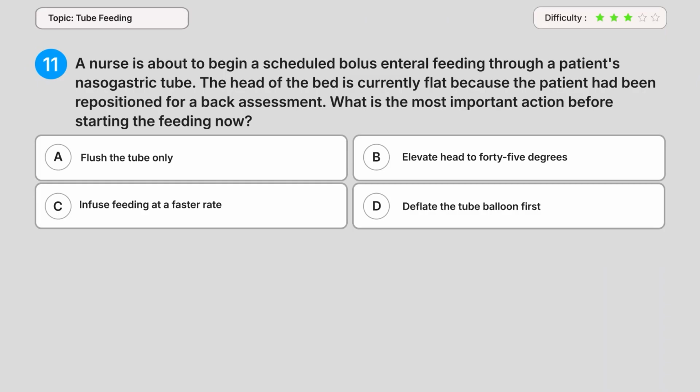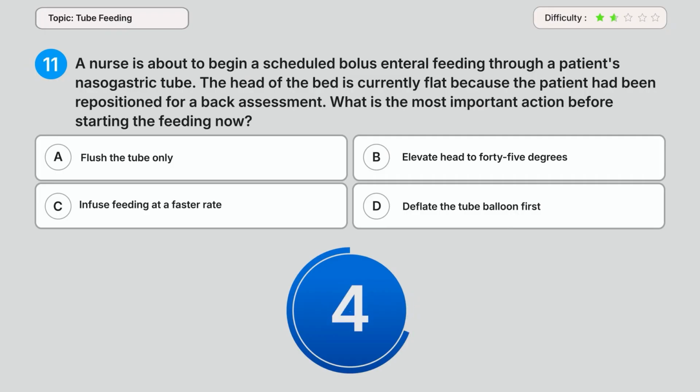A. Flush the tube only. B. Elevate head to 45 degrees. C. Infuse feeding at a faster rate. D. Deflate the tube balloon first. Do you know the answer?